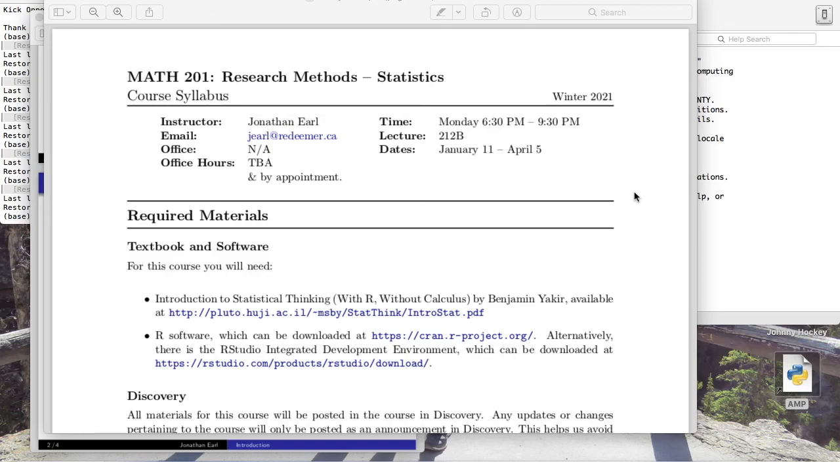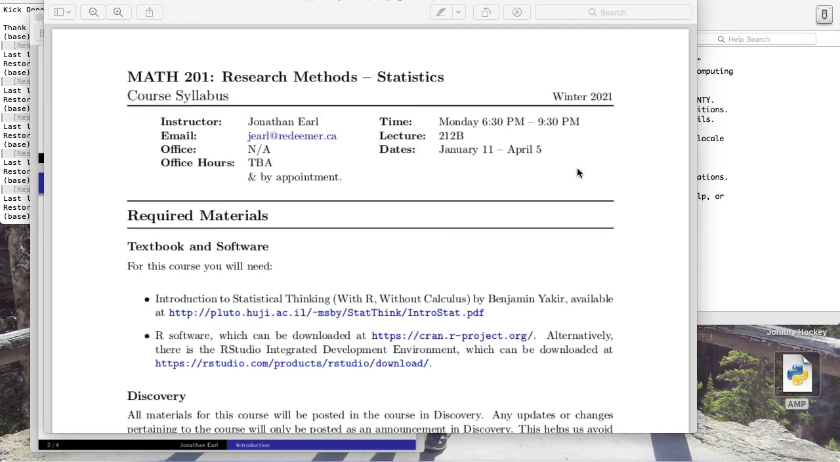Okay, so for the first class, what I want to do is just go through the syllabus. Then I want to give an overview, an introduction to some philosophy and history behind statistics, and then at the very end, I'll very briefly introduce the computer software package R.